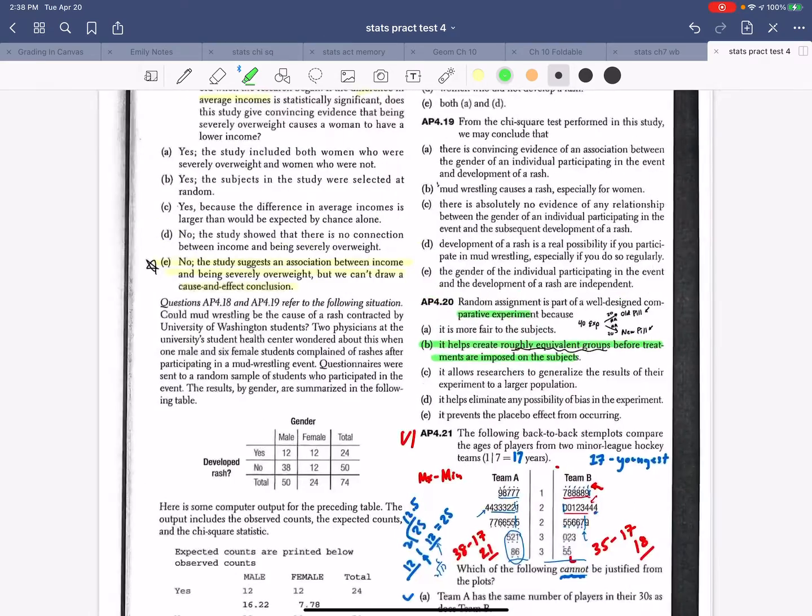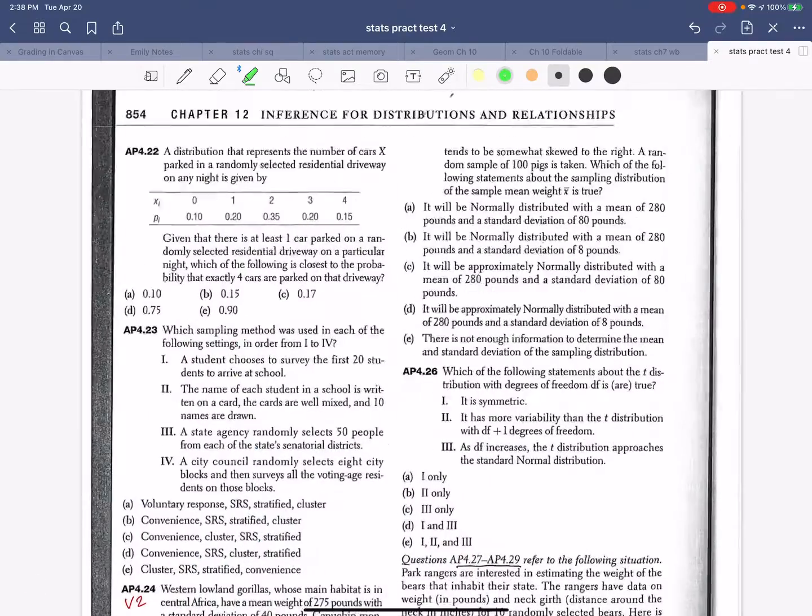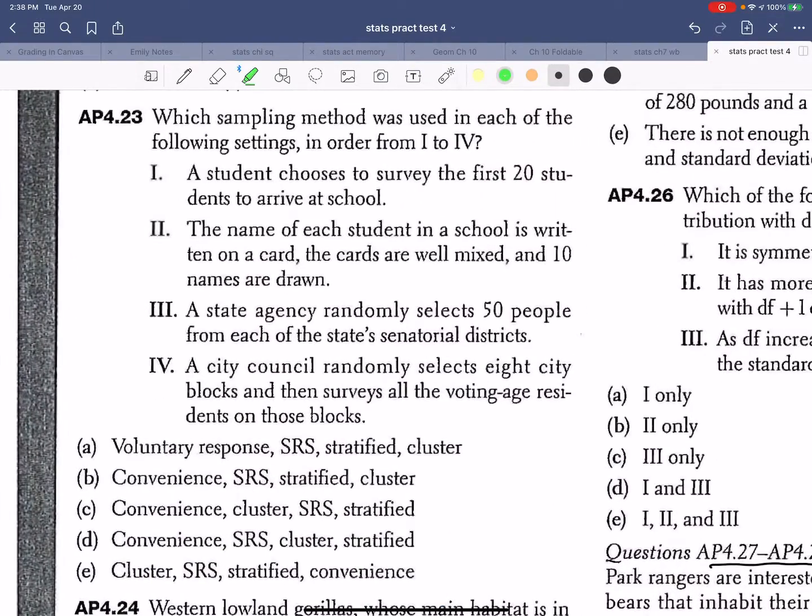Question number 23 says, which sampling method was used in each of the following settings in order from 1 to 4? Okay, so in the first one, a student chooses the very first 20 students they get to. But that was very convenient of you, right? So this is called convenience, because you just took the first ones you came by.